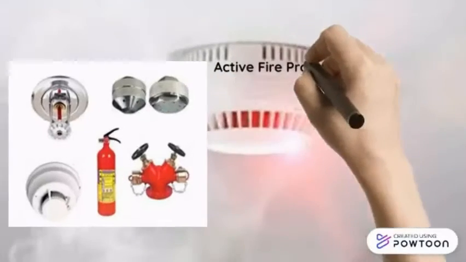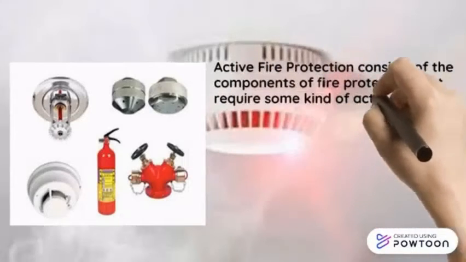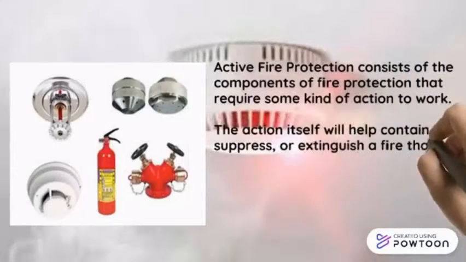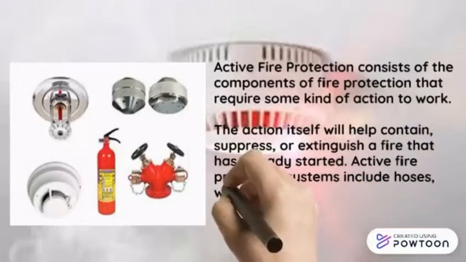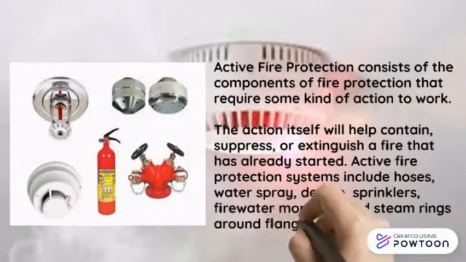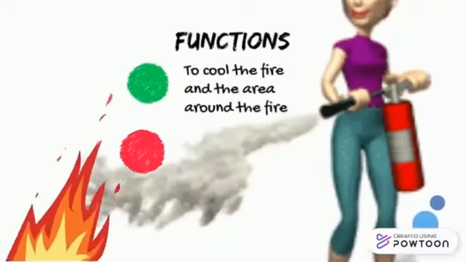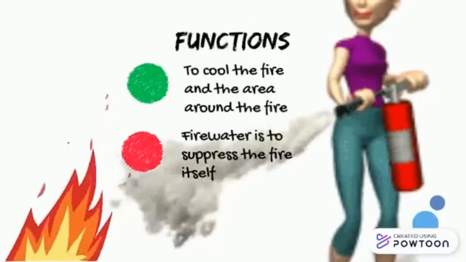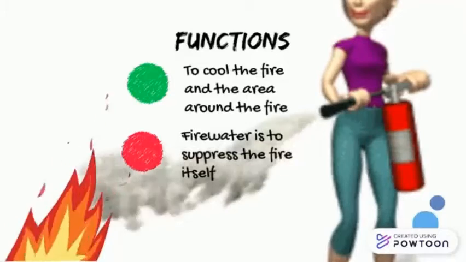I will present about the background of active fire protection system. Active fire protection consists of the components of fire protection that require some kind of action to work. Active fire protection systems include hoses, water spray, deluge, sprinklers, fire water monitors, and steam rings around the flange. Fire water has two functions. First, to cool the fire and the area around the fire. Second, to suppress the fire itself.